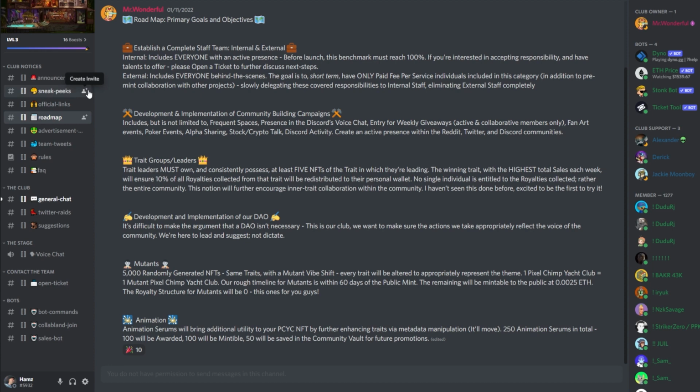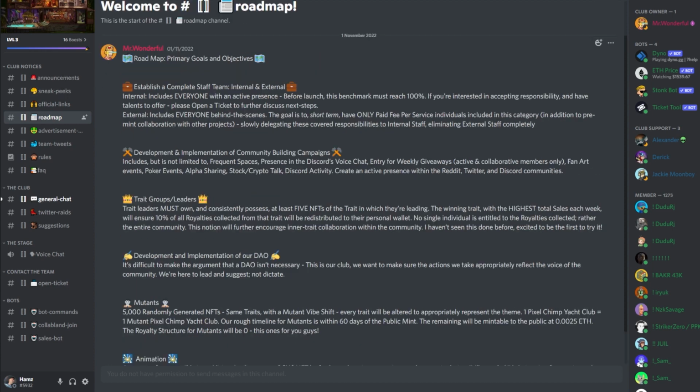And obviously with the roadmap, it is jam-packed with a lot of information. But yeah, starting off, we have establishing a complete staff team, and I believe they have established that, or they are in progress with that too. We have the internal and external, and that obviously includes everyone behind the scenes.